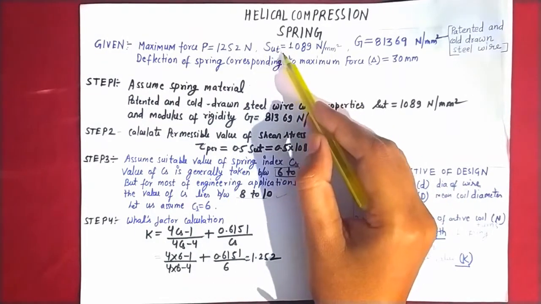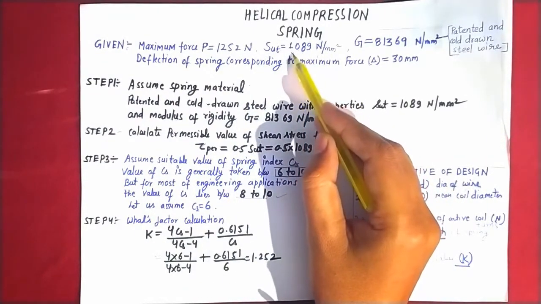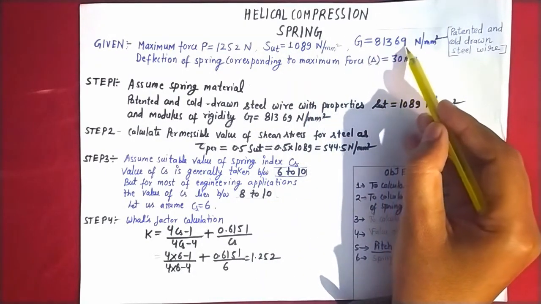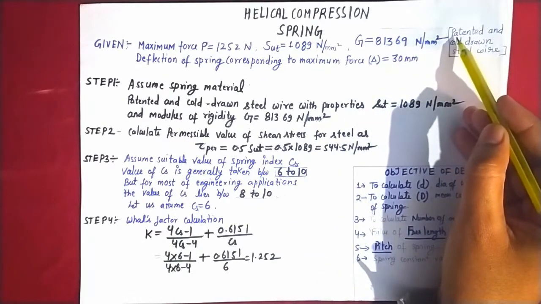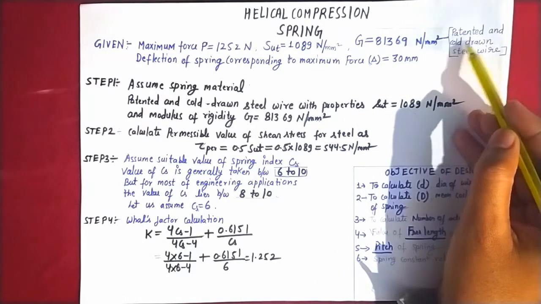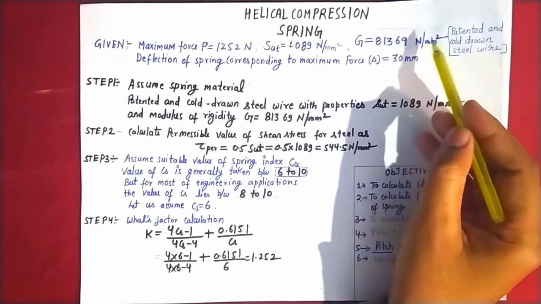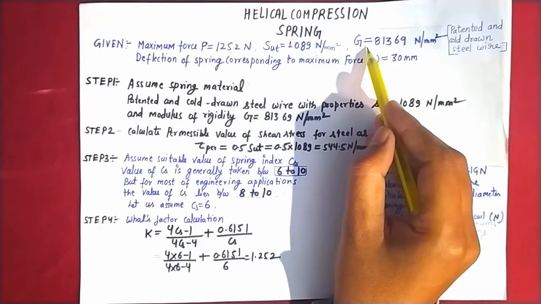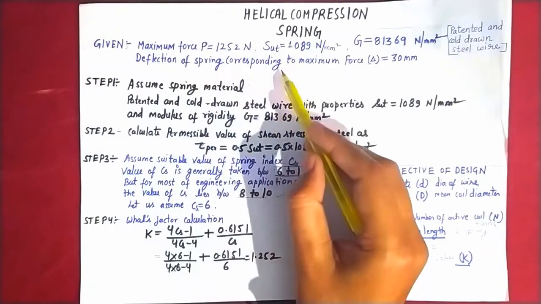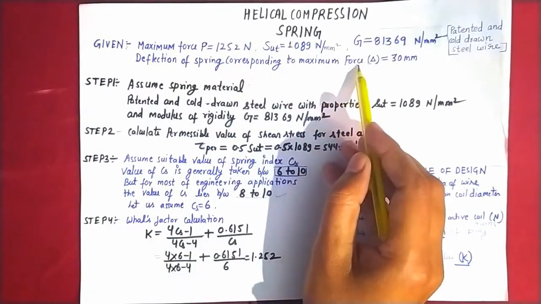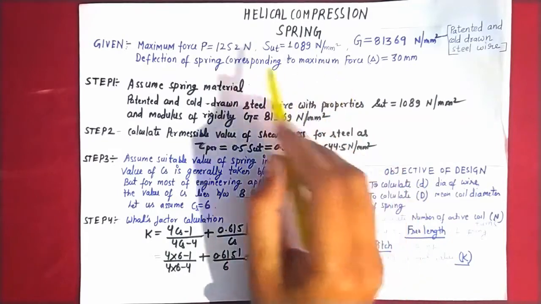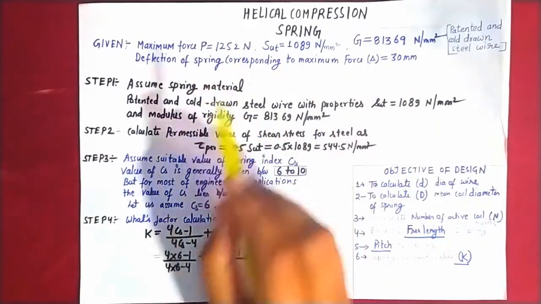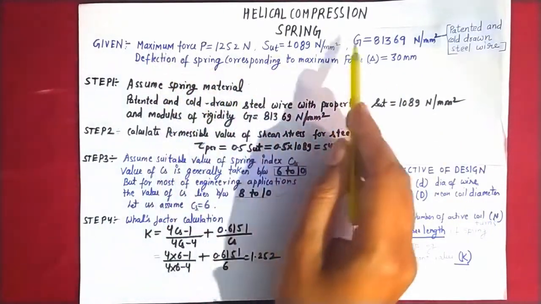The ultimate tensile strength of the material will be given for the spring, and the modulus of rigidity denoted by capital G will be given to us. Here in the question they have given us the material as patented and cold drawn steel wire. So for that we have these properties, the ultimate tensile strength and the modulus of rigidity. Now the deflection of the spring corresponding to this maximum force is also given to us as 30 mm. So we have to design the spring based on the given information.